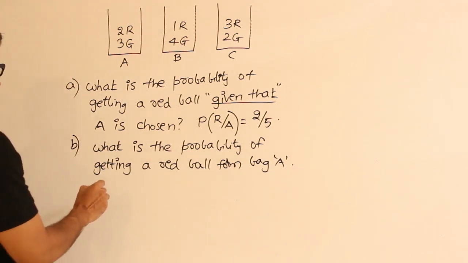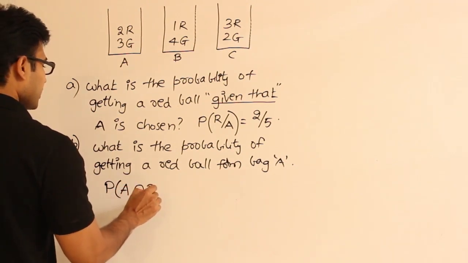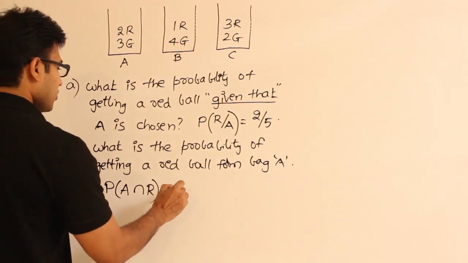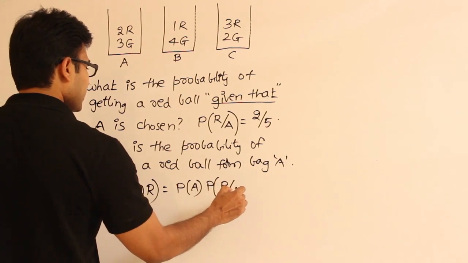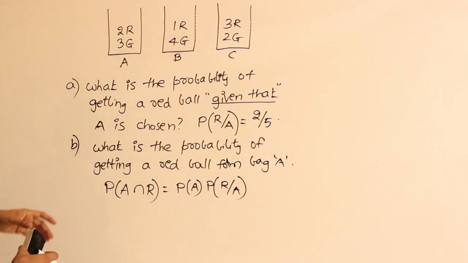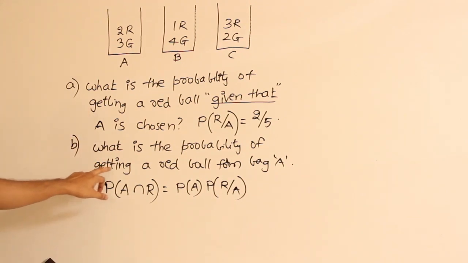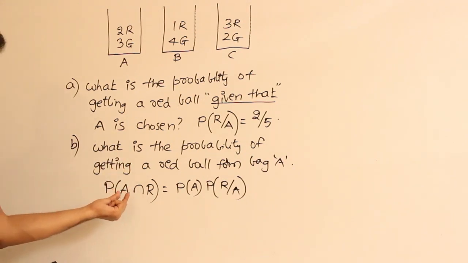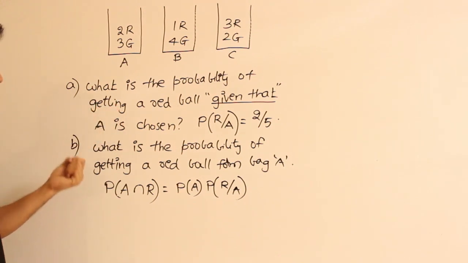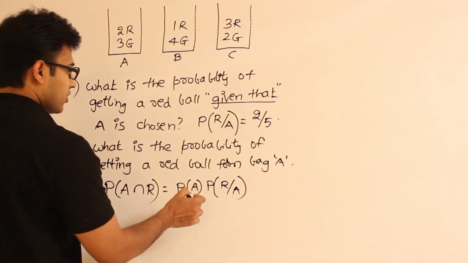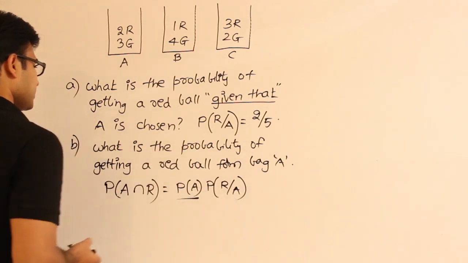That means they are actually talking about this event: the probability of choosing bag A and the probability of getting a red ball from bag A, which is nothing but the probability of choosing bag A times the probability of choosing a red ball given that bag A has been chosen. You might think both sound exactly the same, but they are different. Getting a red ball from bag A means bag A should be chosen first and then the red ball. But if it is already given that A has been chosen, you continue with the remaining part. Since A has already been chosen, this one becomes 1.